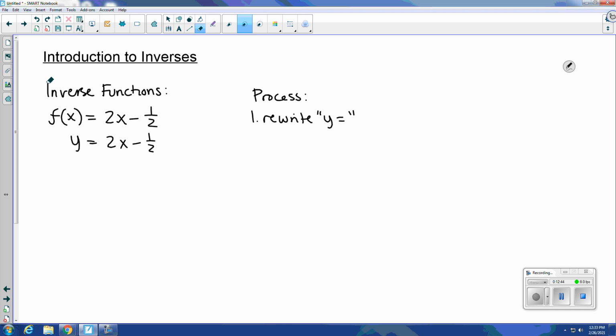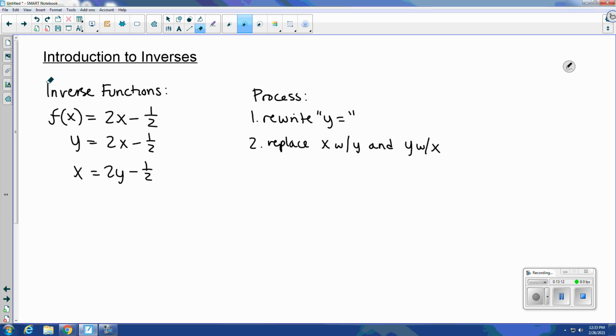We know with coordinates, we swap the x and y coordinate to find its inverse location. We're going to do that same thing with a function. We're going to replace the x's with y's and the y's with x's, serving as a swap. So replace x with y and y with x. So x equals 2y minus 1/2.